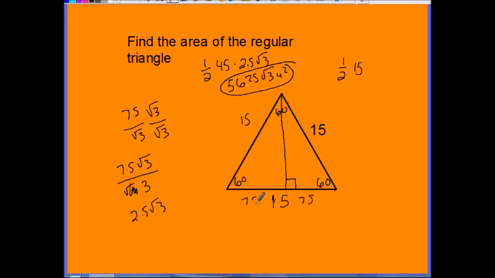Now, what we have here is a 30, 60, 90. If across from my 30 is 7.5, across from my 60 is 7.5 square root 3. So here we go. 1/2 of 15 times 7.5 root 3. 1/2 base times height also gives me 56.25 square root 3 square units. So we have two ways of finding the exact same thing.